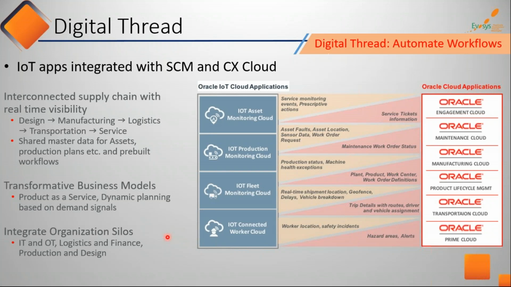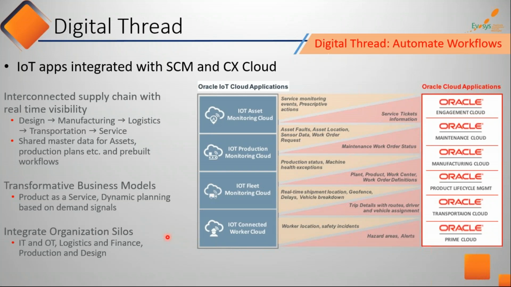These tickets are automatically created by IoT asset monitoring cloud based on the sensors installed within your products. For manufacturing, the asset faults, a fault in your conveyor belt with respect to manufacturing can be detected in real time, and then a maintenance work order can be generated to assign a technician and solve the problem.